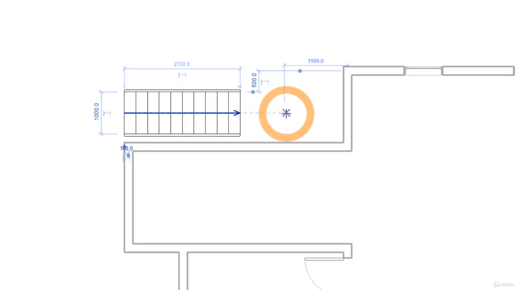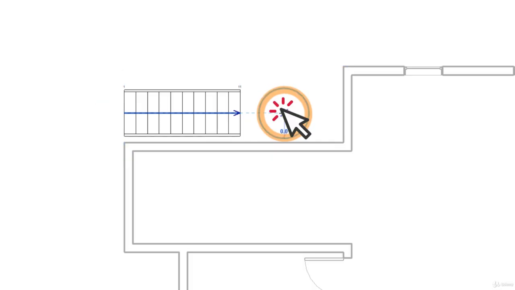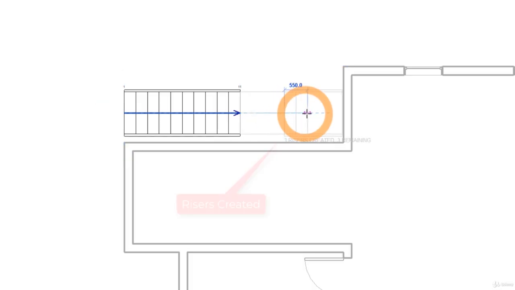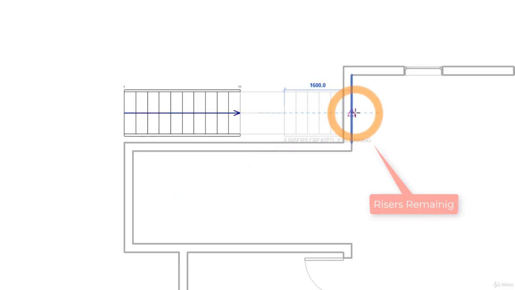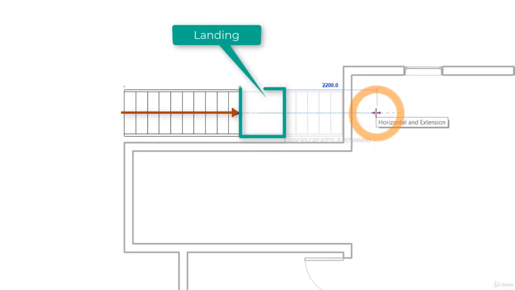Now, I'll move my cursor further over to the right and left click. The exact location is not crucial. This defines the start of the next run. Note how Revit will automatically create a landing between the 2 runs. You can see it tentatively created in a gray outline.